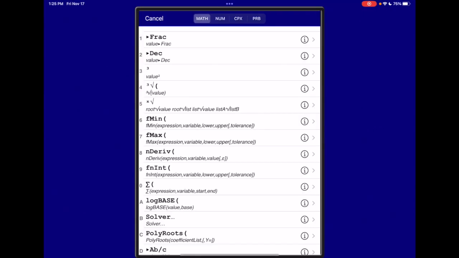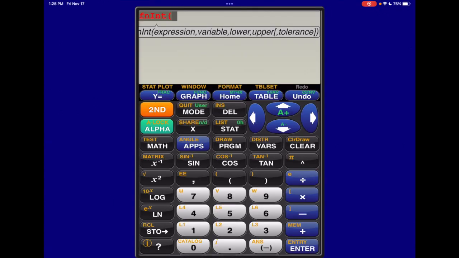Clear out the last one, math, fnInt. So our first one is 2 times the square root of x. You can type x to the 1/2 if you want, or you can type the square root of x. The calculator doesn't care what form it's in. And we're doing that one from 0 to 1.